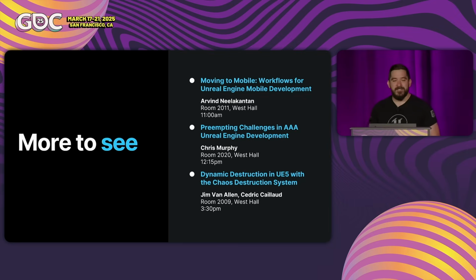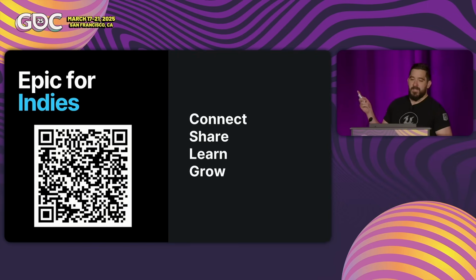So coming up next, Arvind is going to be talking about mobile development workflows with the Unreal Engine. And then after that, the inimitable Chris Murphy is going to be talking about preempting challenges in AAA development. So if you saw some things that you know are not best practices in my talk, check out his talk. He's going to have the answers to that. And then finally, if you want to learn more about Chaos Destruction, my colleagues Jim and Cedric are talking about that at 3:30.